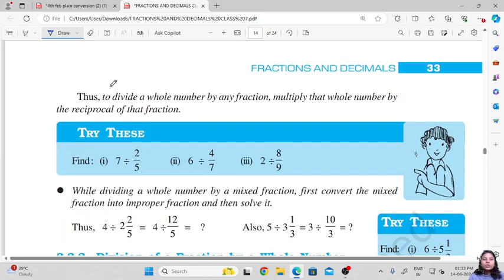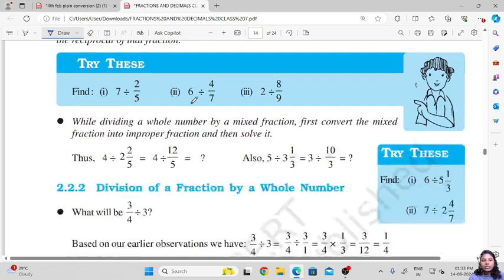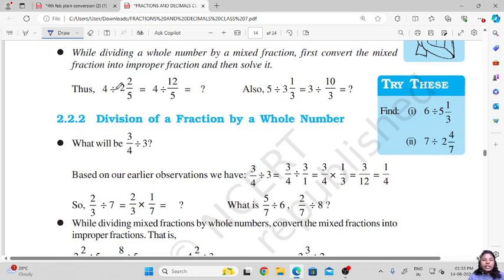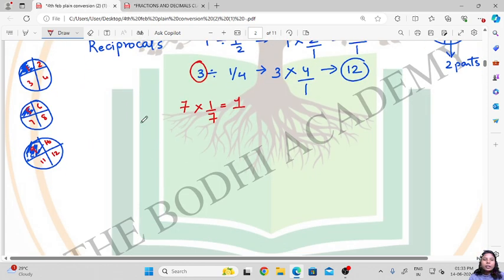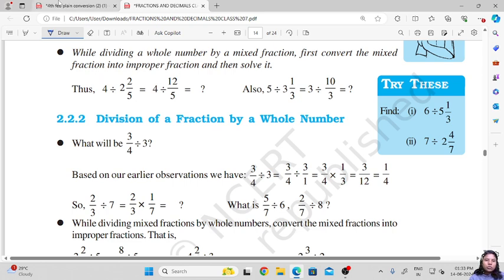Now, thus to divide a whole number by any fraction, multiply that whole number by the reciprocal of that fraction. While dividing a whole number by a mixed fraction, first convert the mixed fraction into an improper fraction and then solve it. So such examples we have done before. So now let's just see. We know already how to convert a mixed fraction into an improper fraction.